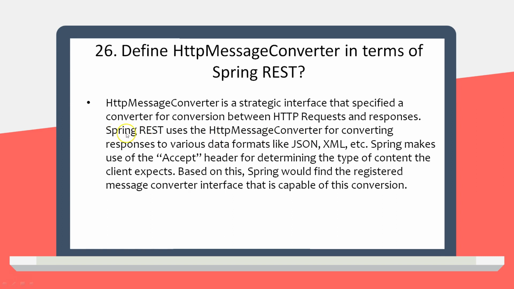Alright guys, so if you see here, Spring REST uses the HTTP message converter for converting responses to various data formats like JSON and XML. Spring makes use of the Accept header to determine the type of content the client expects. So in the request Accept header, you will mention the type of the value that you are expecting, like JSON or XML. Based on this, Spring would find the registered message converter that is capable of this conversion. This is an internal process, but what you must know is that HTTP message converter, first of all, is an interface and it is responsible for converting the request and response to various data formats like JSON and XML.